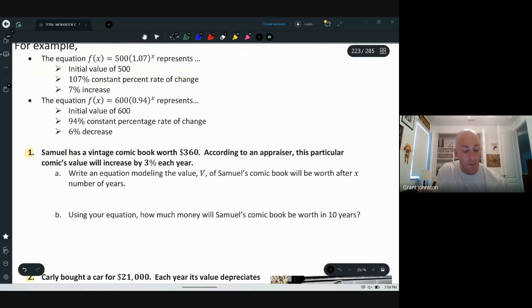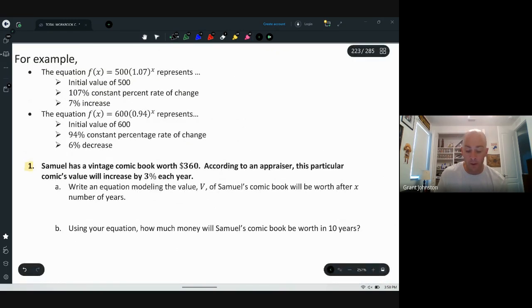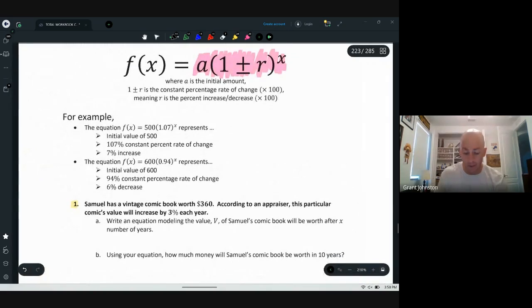Number 1 says, Samuel has a vintage comic book worth $360. According to an appraiser, this particular comic's value will increase by 3% each year. Write an equation modeling the value V of Samuel's comic book after x number of years. So I'm going to use that form of the equation. Let me zoom out a little bit.